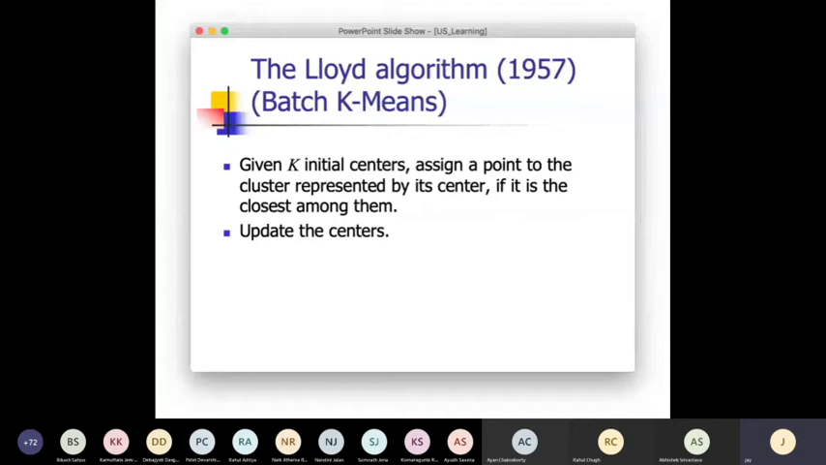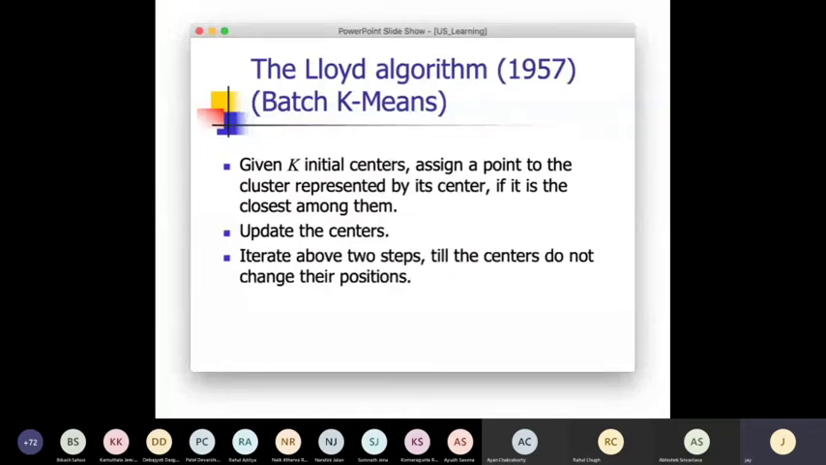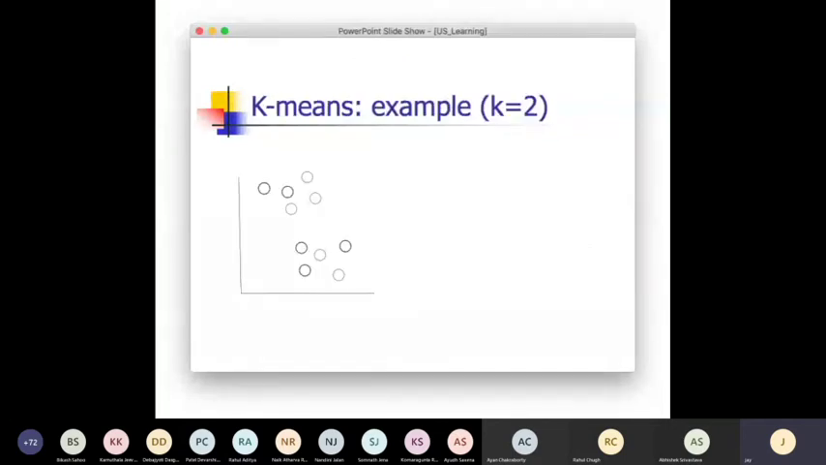You start with any initial partitioning and compute the centers. Then you reassign the points based on those centers, so you get a new partition. With that partition, you again update the centers, and you go on doing this till the centers do not change their positions. So this is a very simple algorithm, as you can understand. I can explain it with respect to this diagram, just to show how this computation is actually carried out.